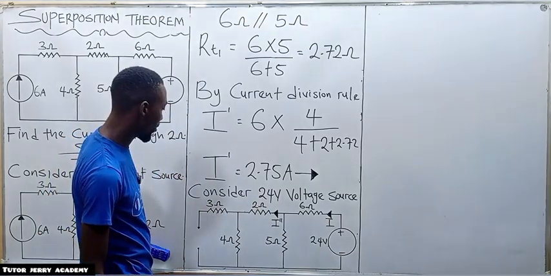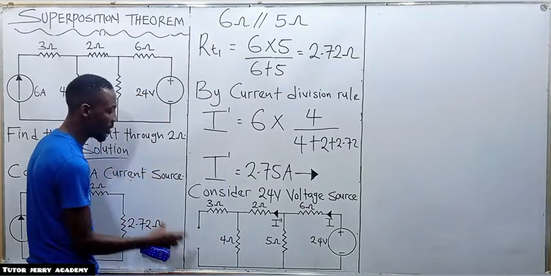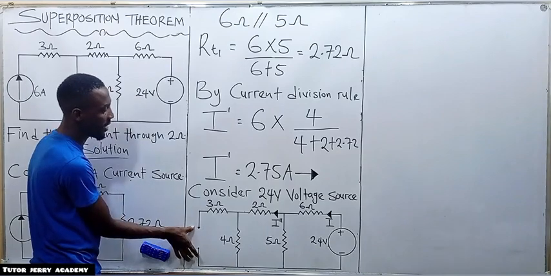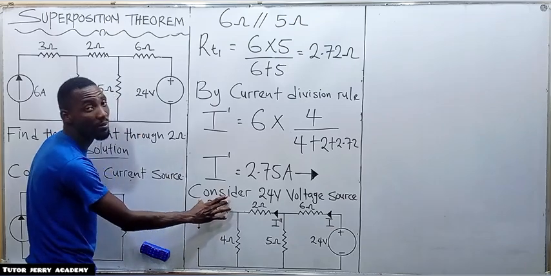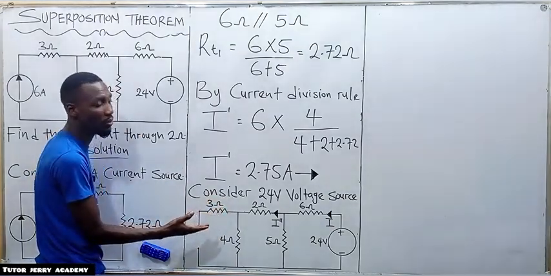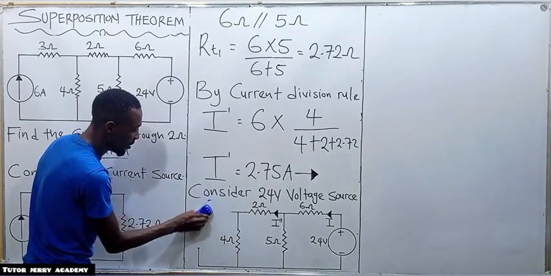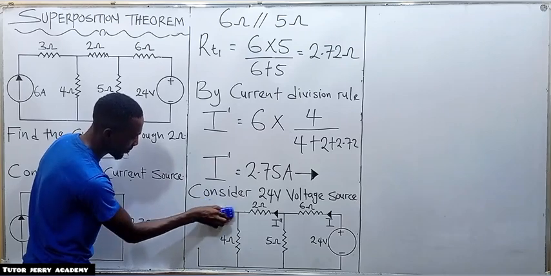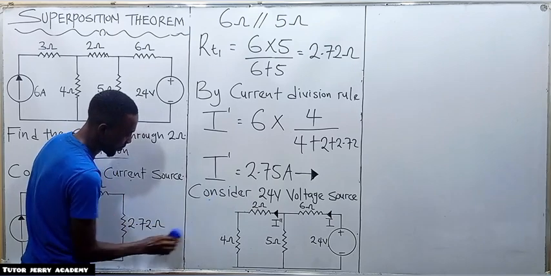So how do we go about this now? I told you in our introduction class that whenever we have an open circuit and a resistor connected in this manner, the resistor becomes useless because current is not going to flow through it. So we can just remove it. We can remove this.